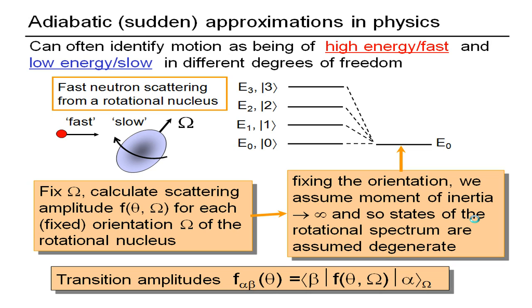And if I let the moment of inertia go to infinity, then this rotational band collapses, and all those states which would normally be excited become degenerate with the ground state. Okay? So another way of thinking about the sudden approximation is you assume that the energy associated with this is much larger than the separation of these different rotational states.